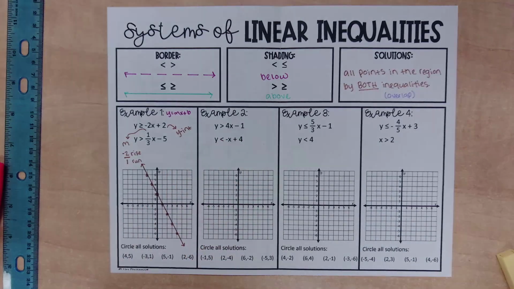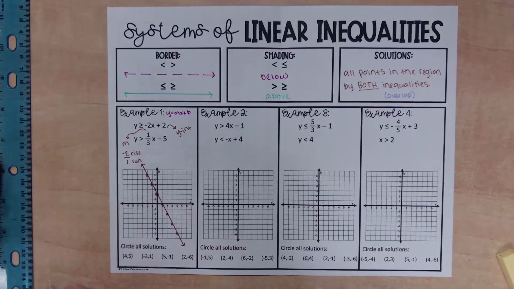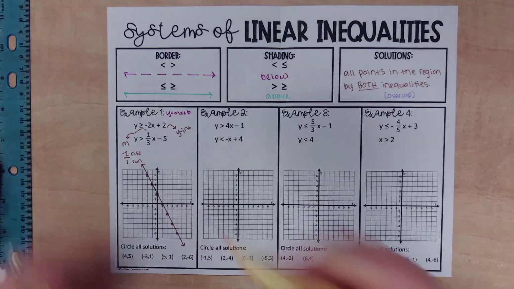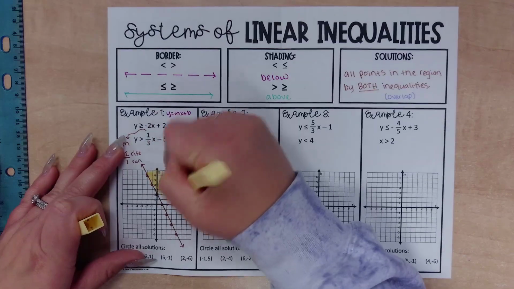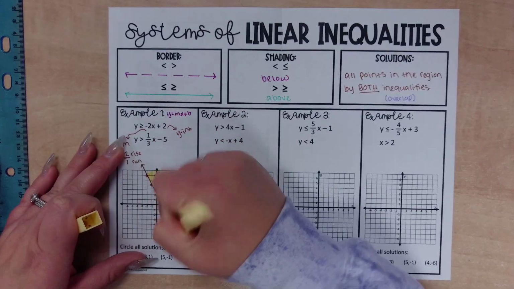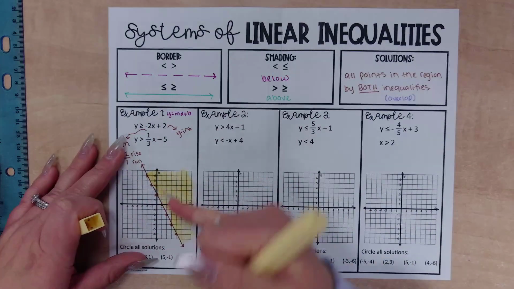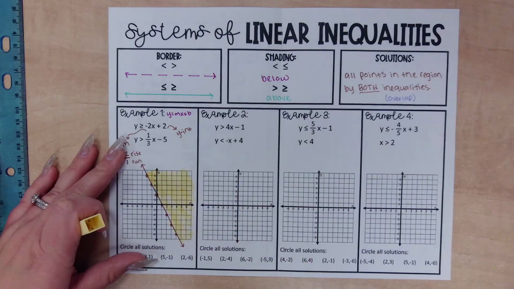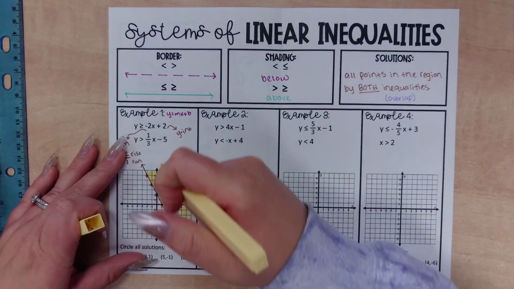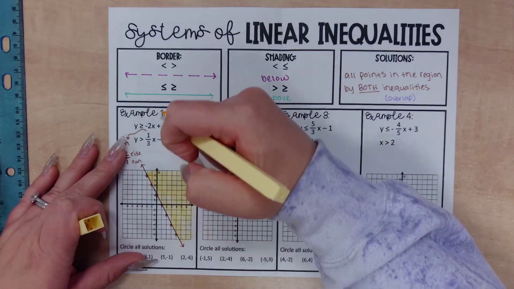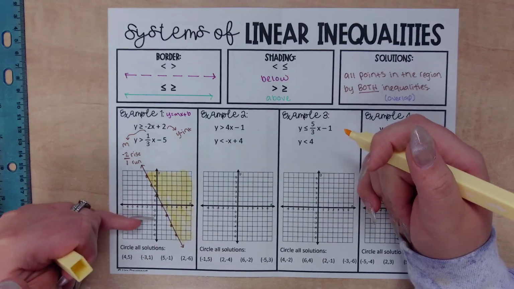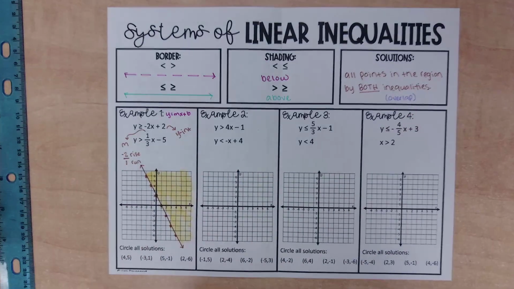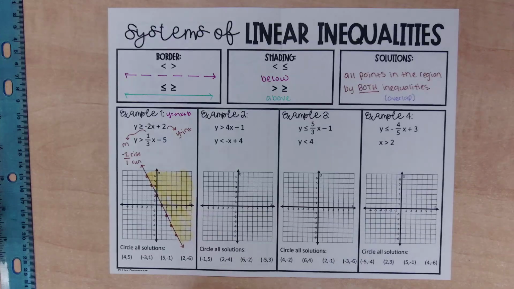So therefore, I would shade, let me use my yellow one, I would shade above the line, just like that. By shading above the line, I'm showing that all of my y values are going to continue to increase, versus if I had shaded below the line, it would have looked like everything was decreasing. So now you do the same thing with the other line.